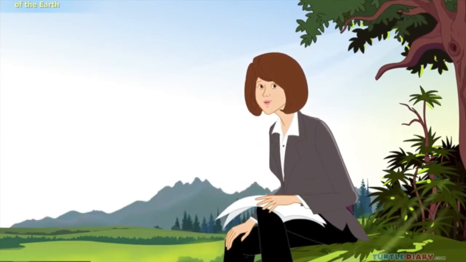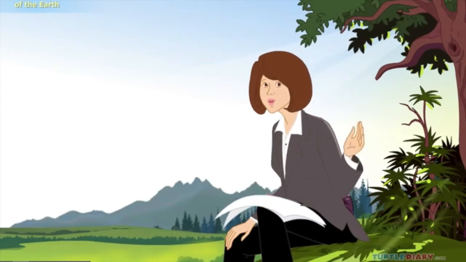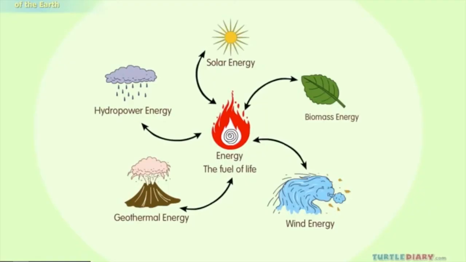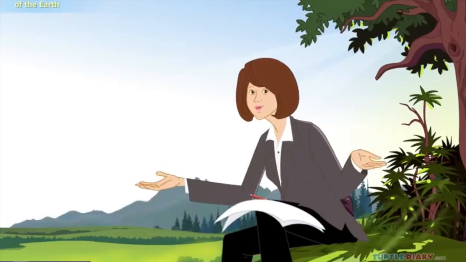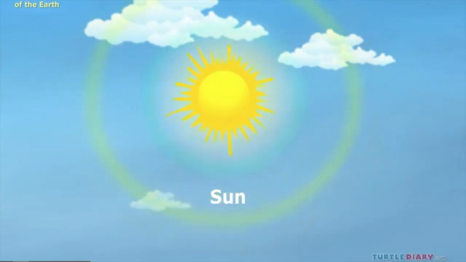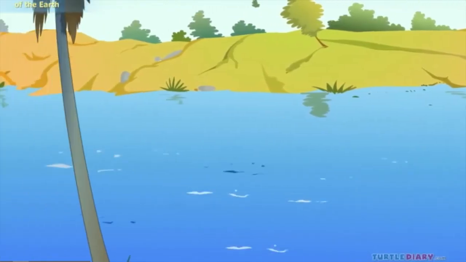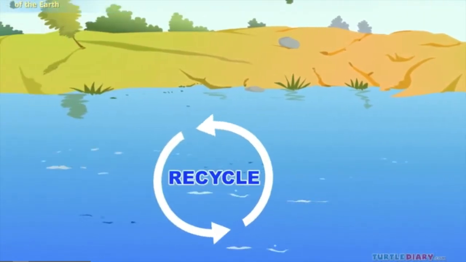Will these natural resources last forever? Let us find out. Some of these natural resources are renewable. The word renewable means being replaced from time to time. So, these resources will be around for a long time, and we can use them again and again. Nature keeps making these natural resources more and more. For example, the sunlight will be here for many years. Water can be used many times as it gets recycled.